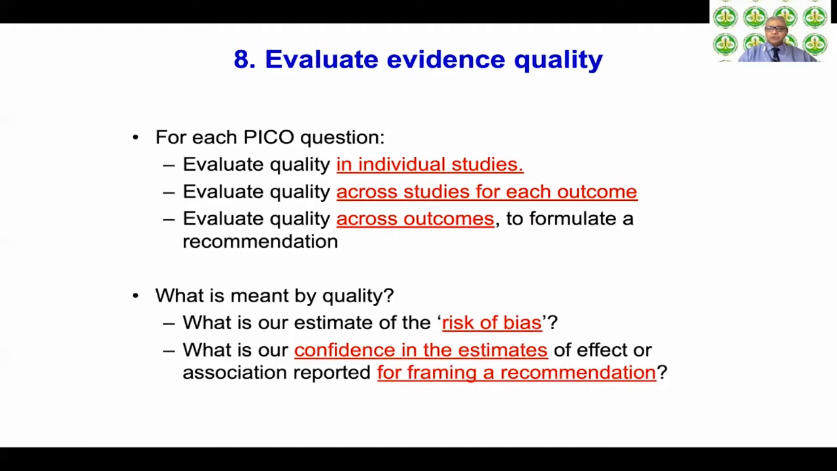Now, what is meant by this term quality? Quality actually is a surrogate for the term risk of bias. Bias, we know, in healthcare or in evidence-based practices, is anything which leads a person away from the truth. So risk of bias means anything which can reduce our confidence in the estimates of effect, or confidence in the veracity or truthfulness, or confidence in the precision. Anything which reduces confidence in the estimates of effect of associations reported in systematic reviews can be called risk of bias. And the idea of doing a quality appraisal is to see how this bias is going to impact on the recommendations which are going to be formulated.